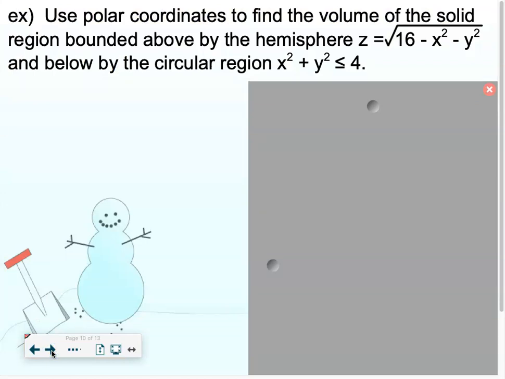All right. Use polar coordinates to find the volume of the solid region bounded by the hemisphere. So we do have symmetry if you want to use symmetry. The hemisphere, z equals the square root of 16 minus x squared minus y squared. And below, by the circular region, x squared plus y squared is less than or equal to 4.